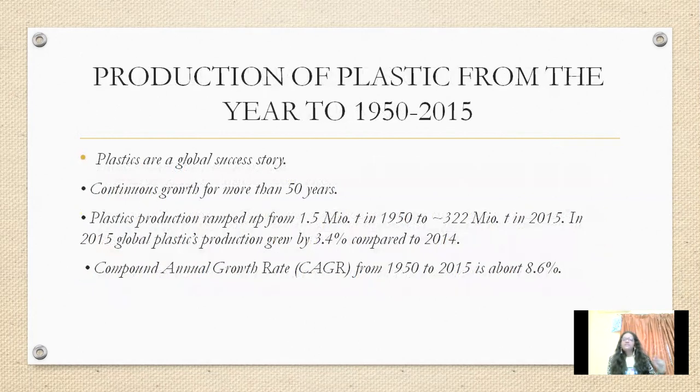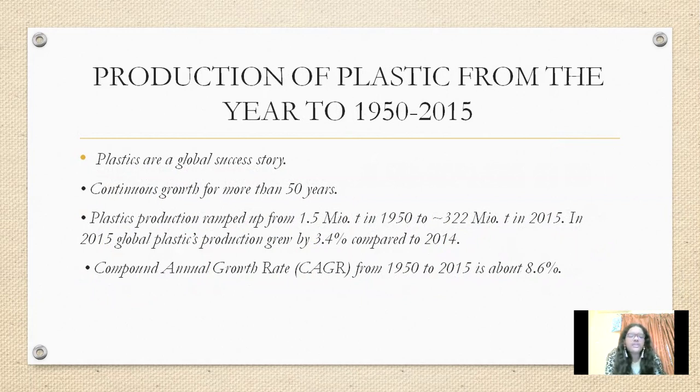Plastic production from the year 1950 to 2015 was a global success story. It had continuous growth for more than 50 years. The plastic pollution ramped up from 1.5 million tons in 1950 to 332 million tons in 2015.